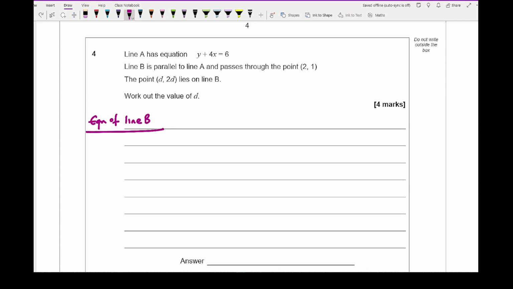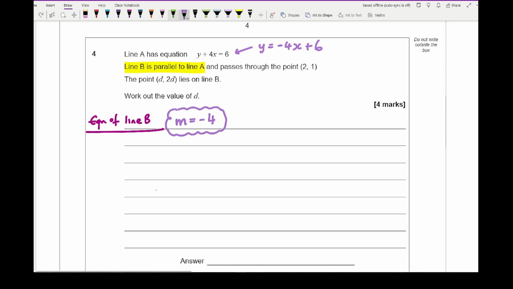Well, we know that line B is parallel to line A, and so if we work out the gradient, so if I just write this in the form of y equals mx plus c, we get minus 4x plus 6. So that means that line B, if it's parallel, is going to have a gradient value of minus 4. Let's put a little bubble around that.